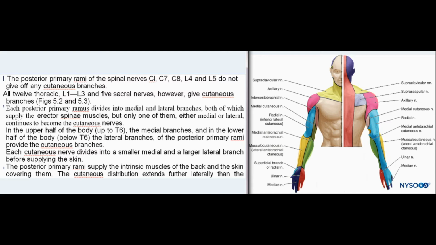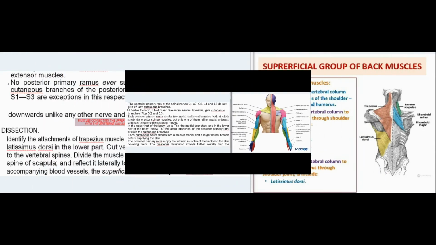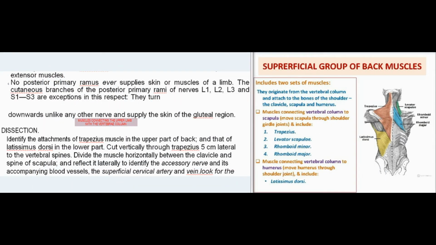The cutaneous distribution extends further laterally than the extensor muscles. For no posterior primary ramus ever supplies skin or muscles of a limb. The cutaneous branches of the posterior primary rami of nerves L1, L2, L3, and S1, S3 are exceptions in this respect. They turn downwards unlike any other nerve and supply the skin of the gluteal region.